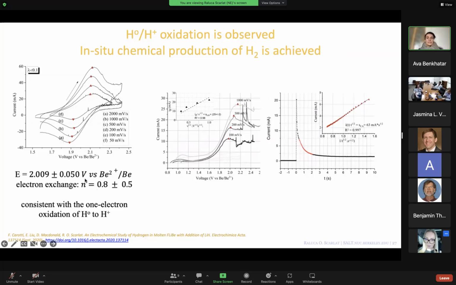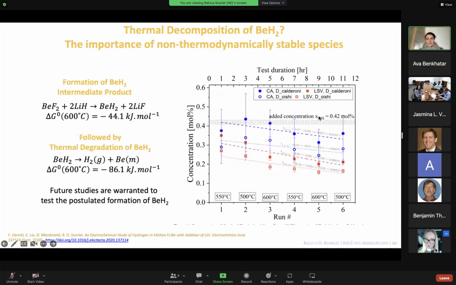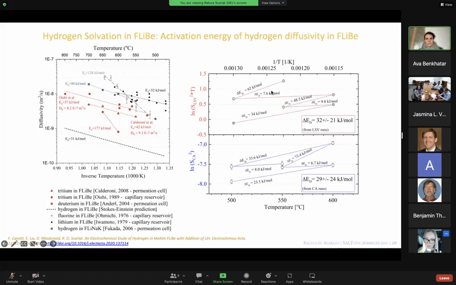And then from the potential of the reaction, we also see that it's about where hydrogen would be. So we're pretty sure we're looking at hydrogen here. And now that we can detect it, we can use electroanalytical methods to measure diffusivity and concentration. And so we were able to look at the activation energy with 2 electroanalytical techniques.